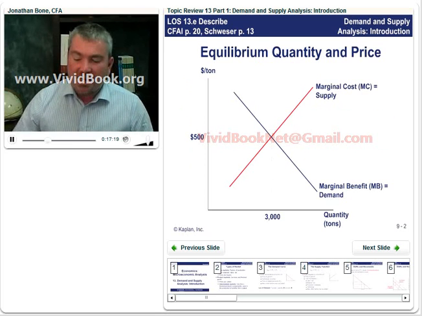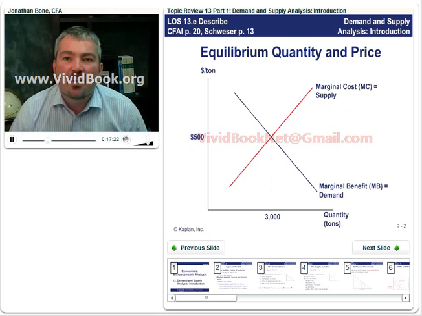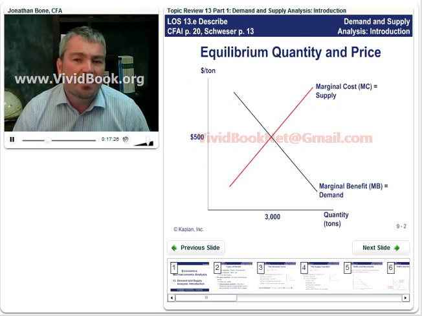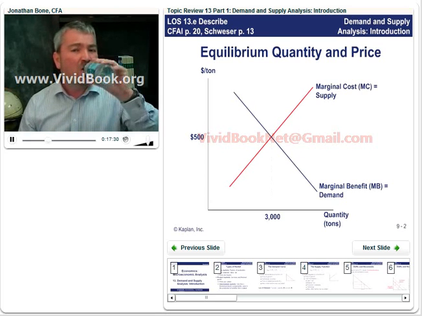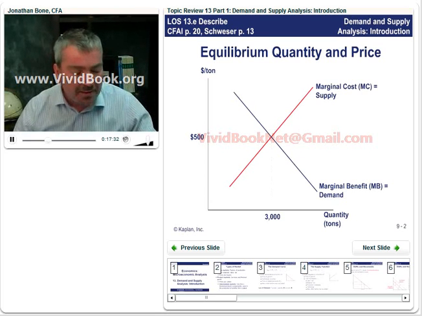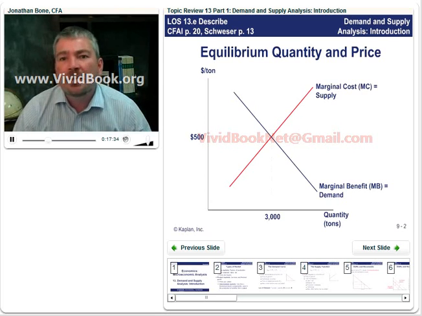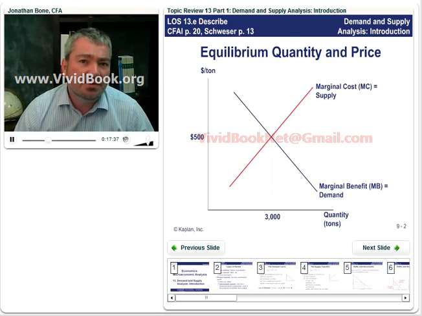Right, let's talk about equilibrium quantity and price. What we've got there is our supply curve. Notice we're calling it marginal cost. And our demand curve, which we're referring here to as marginal benefit. Let's just explain that for a second. Why could the demand curve be called marginal benefit?